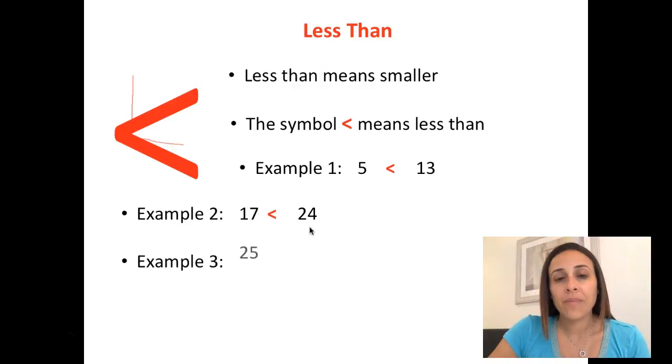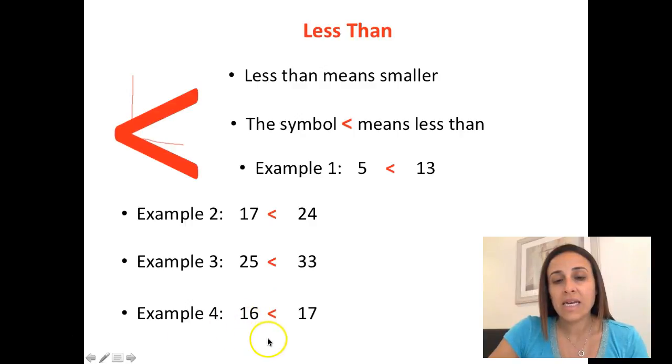Example 3. 25 is less than 33. And the final example, 16 is less than 17. You can see in all these examples that the smaller number is written on the left-hand side of our symbol and the larger number is on the right-hand side of the symbol.